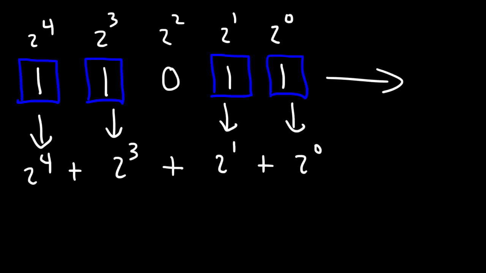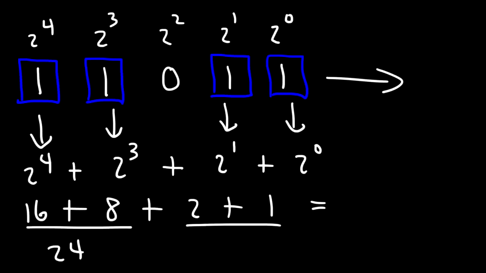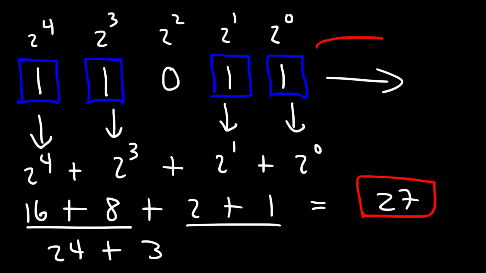So based on that table, or rather the information on the last page, we said that 2 to the fourth power is 16, 2 to the third is 8, 2 to the first is 2, and 2 to the 0 is 1. So now let's add. 16 plus 8 is 24, and then 2 plus 1 is 3. So the final answer is 27. And so that's how we can convert a binary number into a decimal number. Now, for the sake of practice, go ahead and try these two example problems. So convert these two numbers into decimal numbers.